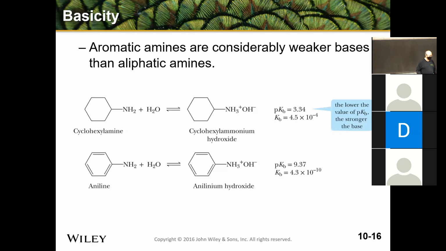So why is aniline a much weaker base? Here's a comparison of cyclohexylamine and aniline. Cyclohexylamine picks up a proton from water to become the cyclohexylammonium ion. The pKb is 3.34. For aniline, it's 9.37, so again, that's about a million times weaker as a base, 6 pKb units.